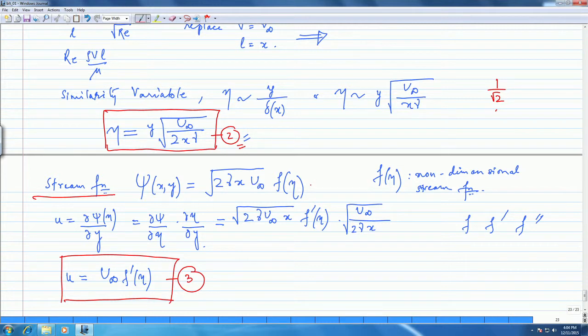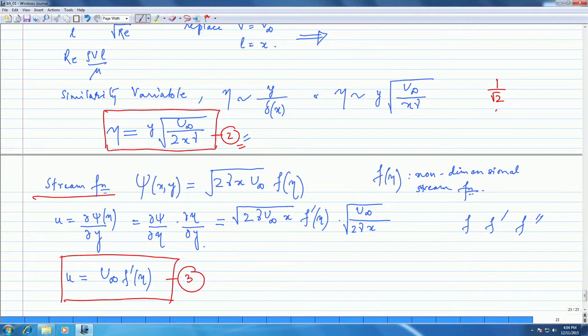We use the stream function in order to solve. So then we get the velocity u, which is del psi del y, and we do the differentiation. As you can see, the way I've chosen the stream function with the root 2 here, and the way I've chosen eta with the root 2 here, kind of cancels out. It helps. So finally what we get is that u is nothing but u infinity f dash eta.